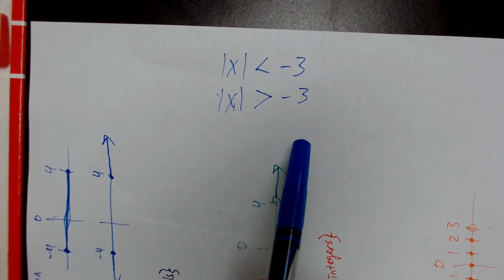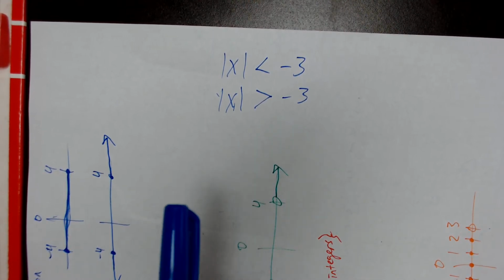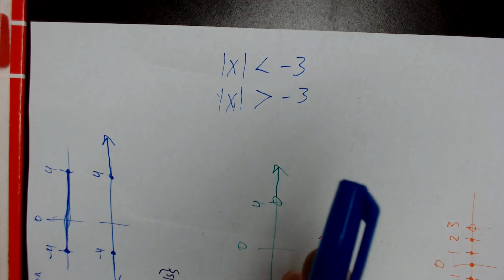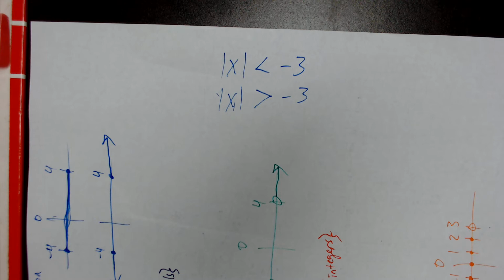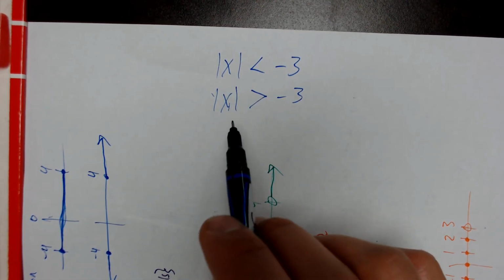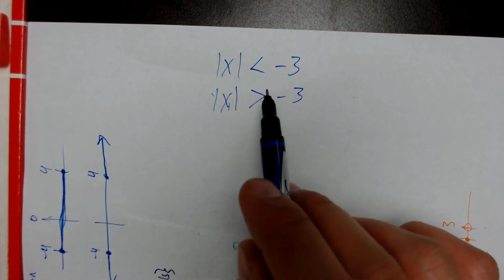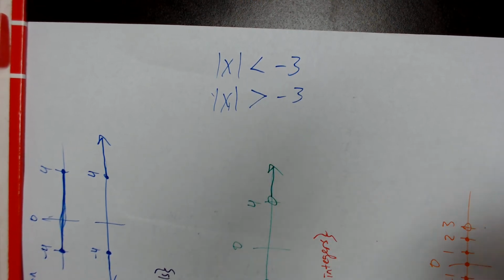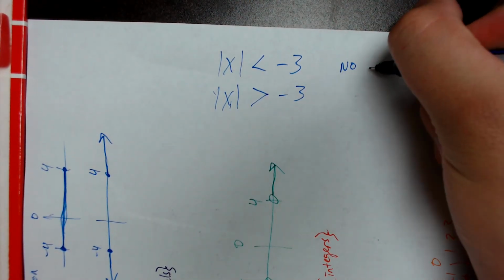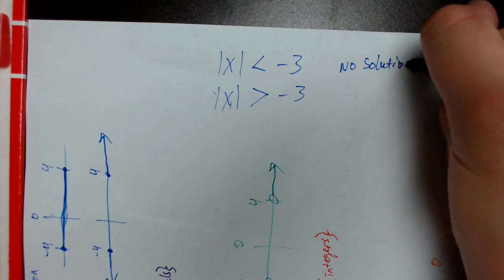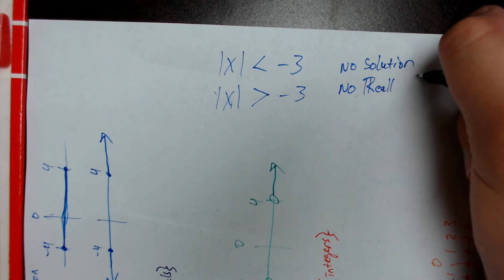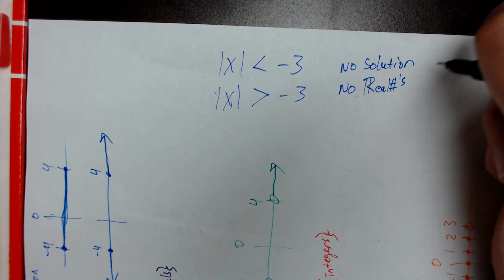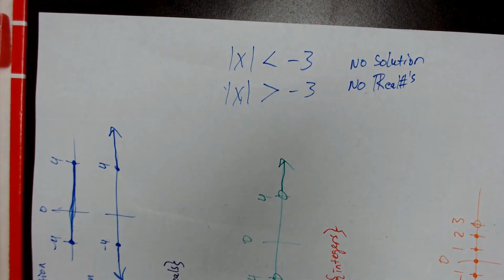So the answer you would just put is, there are no real numbers. Or you can put no solution or no real numbers. So whenever you get an absolute value inequality that is in relation to a negative number, the answer is going to be no solution, or you can put no real numbers. All right, and that's what you do for that.